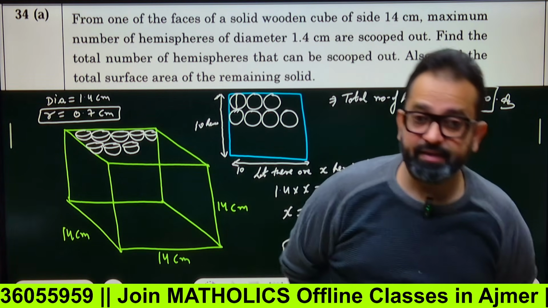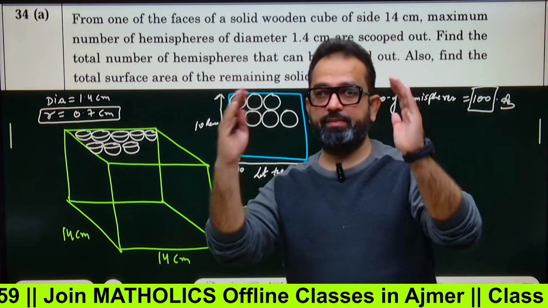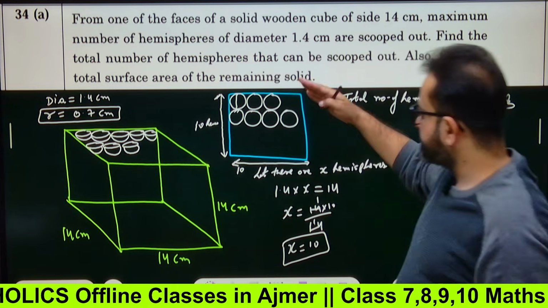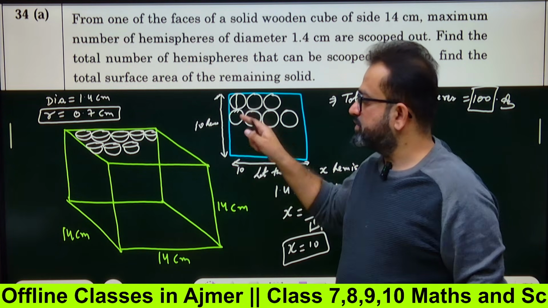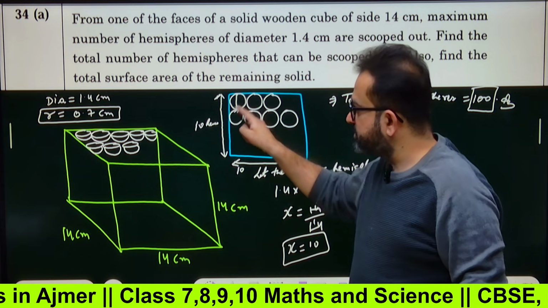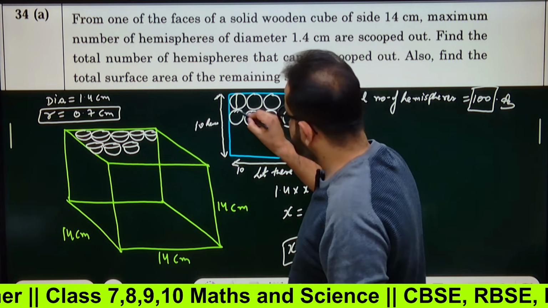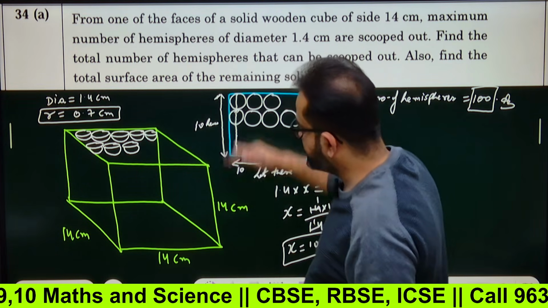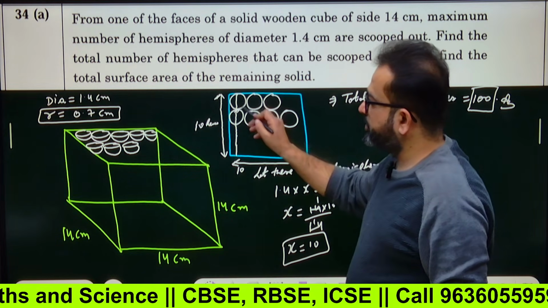You actually have to find it like this, that you place hemispheres on a cube, 1, 2, 3, 4, 5. So how many hemispheres could we cut out from this particular square? Okay, this is 1, this is 2. So the sum will be equal to 1.4, 1.4, 1.4.